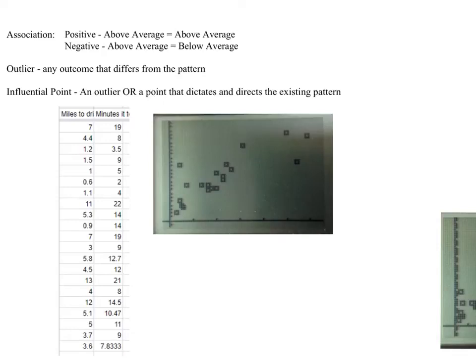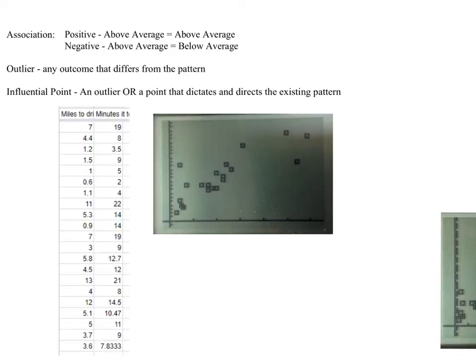So I wanted to really just highlight some things we talked about here. Association describes this direction, that positive means above yields above, or more yields more. Negative means more yields less, so a negative. So outliers, we already talked about. It's an outcome that differs from the pattern.